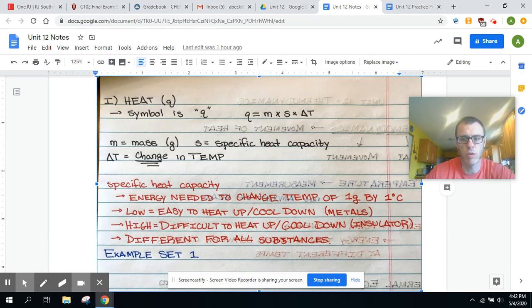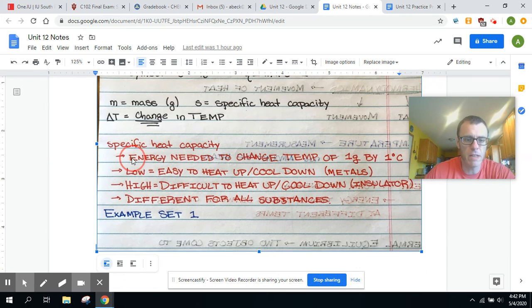So if something goes from 10 degrees to 20 degrees, delta T will be positive. If it goes from 20 degrees to 10 degrees, it'll be negative. That's okay. You can have a negative change in temperature. So specific heat capacity is our S. It's the energy needed to change the temperature of 1 gram by 1 degree Celsius. It's very specific, all right?